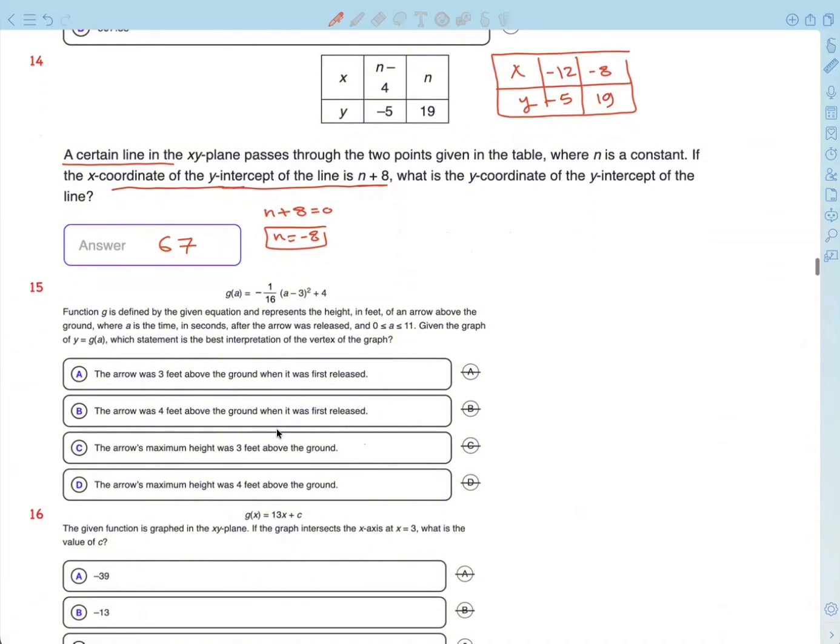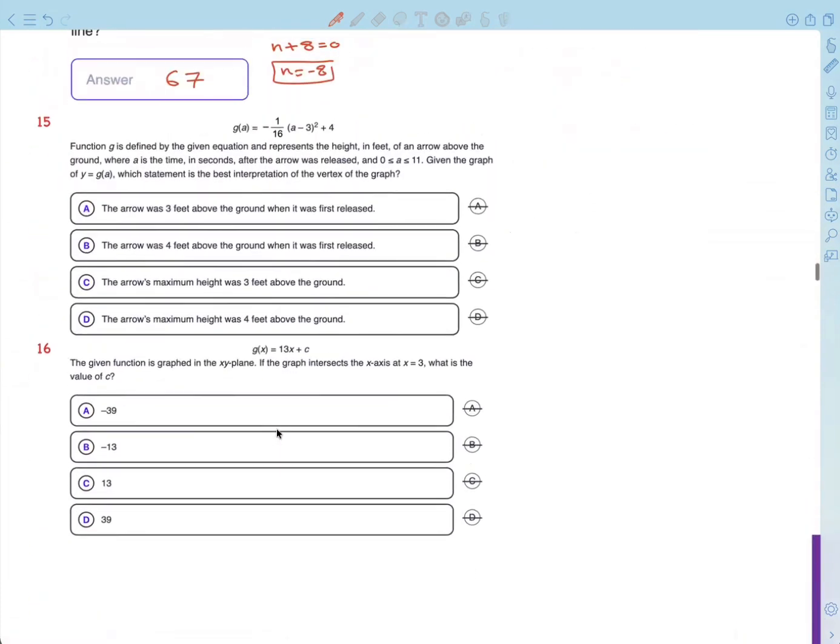Let's move to the next one, question 15. G of A equals negative 1 over 16 times A minus 3, all squared, plus 4. Before starting to read or answer the question, this is a quadratic function in vertex form. We can find the vertex. It's 3, and you change the sign. It's 3, and write this one down.